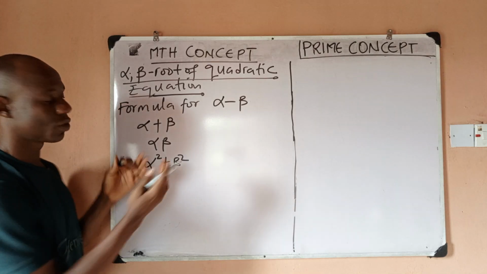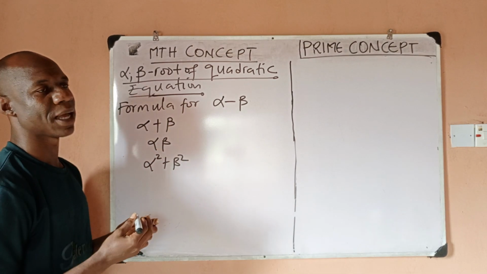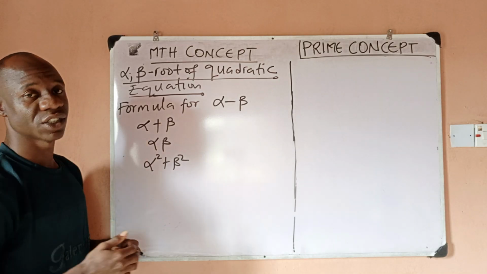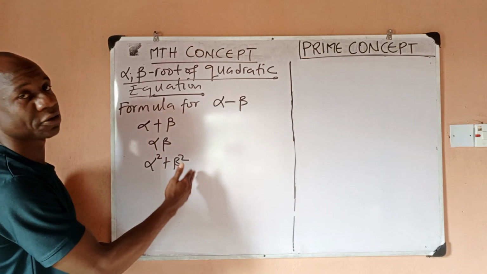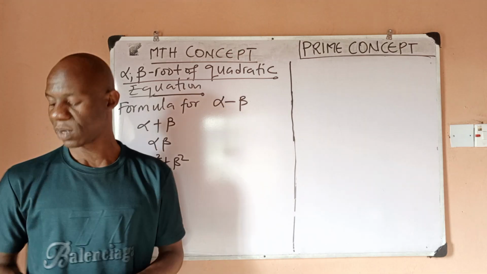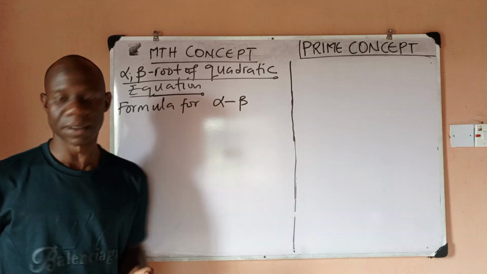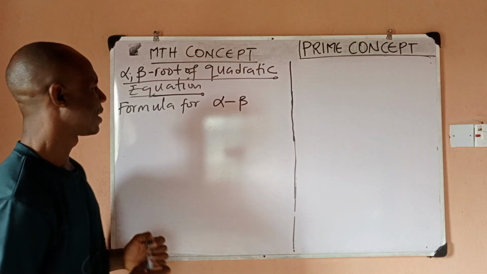So if you have not really known the formulas for this, do well to check my playlist on quadratic equations, and you'll see the formulas for this and how they were derived. So for now, let's look at how we can find alpha minus beta. Very simple. And then we'll take an example.